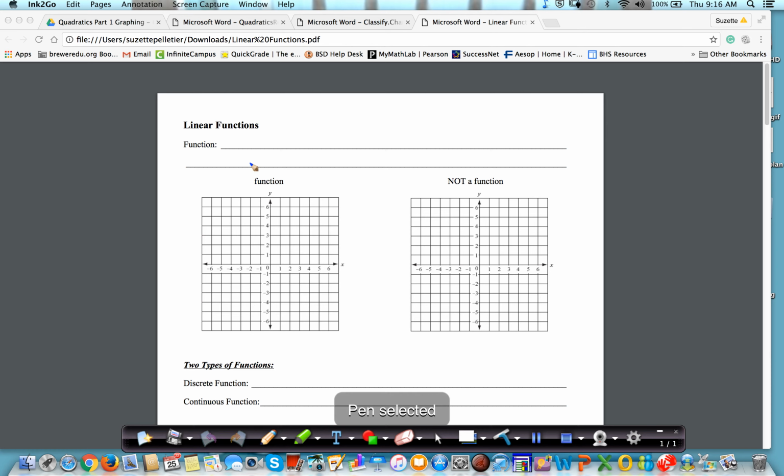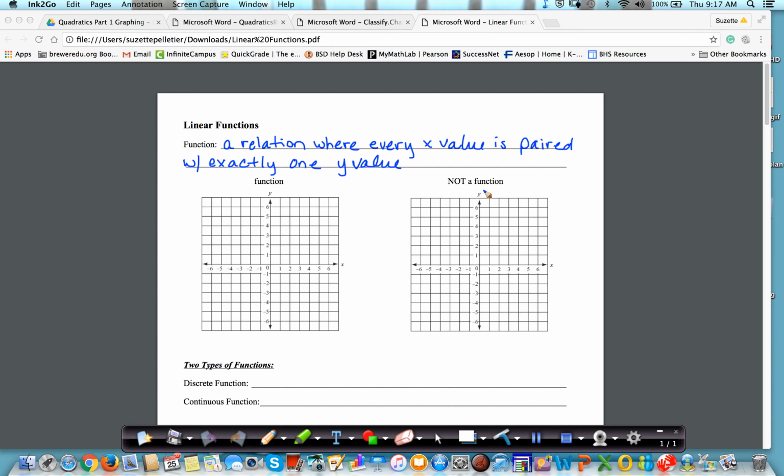Let's first define a function. So that is a relation where every x value is paired with exactly one y value. Okay? Every x value is paired with exactly one y value.